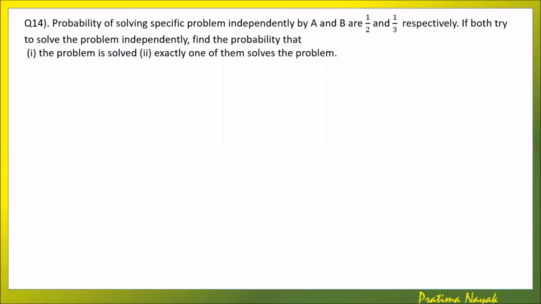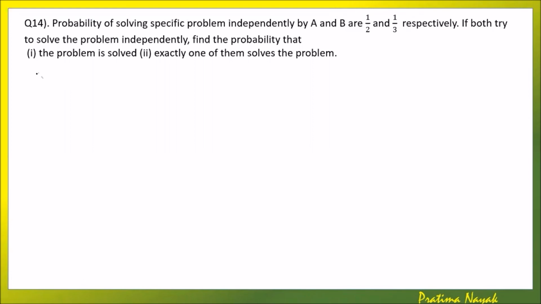Question number 14, exercise 13.2. Probability of solving a specific problem independently by A and B are 1 by 2 and 1 by 3 respectively. If both try to solve the problem independently, find the probability that the problem is solved, and that exactly one of them solves the problem. So here, this is a question from independent events. We should know that when A and B are solving independently, then their complements are also independent.